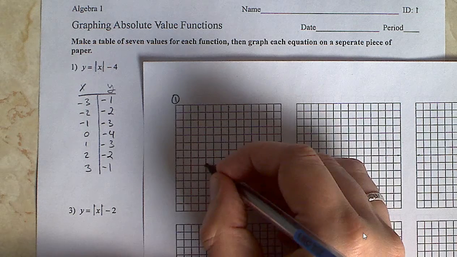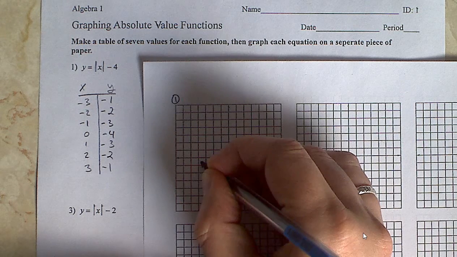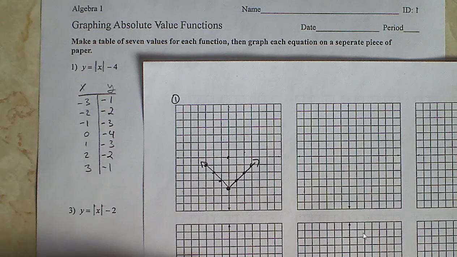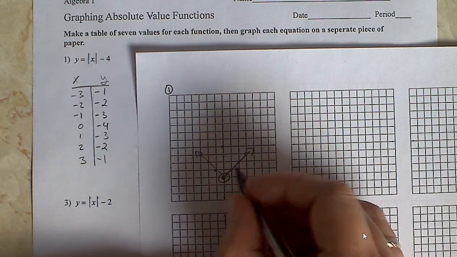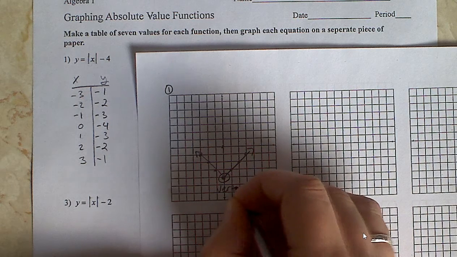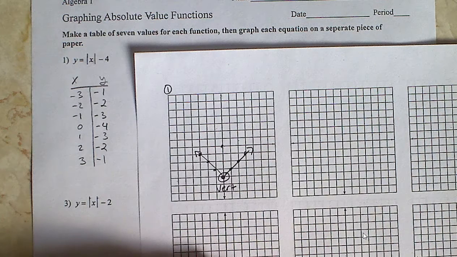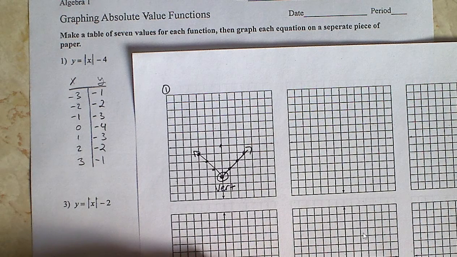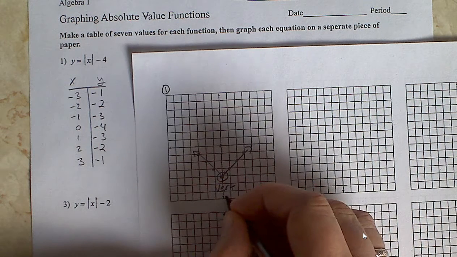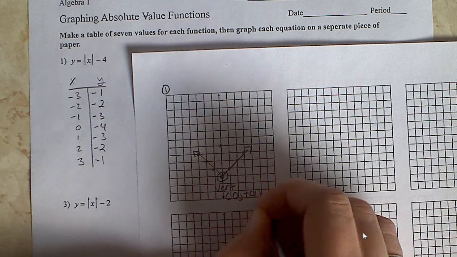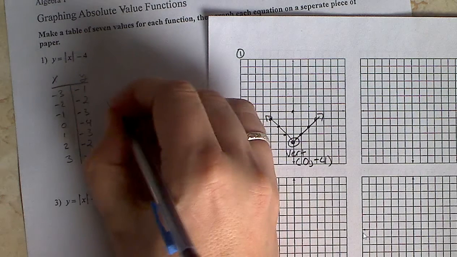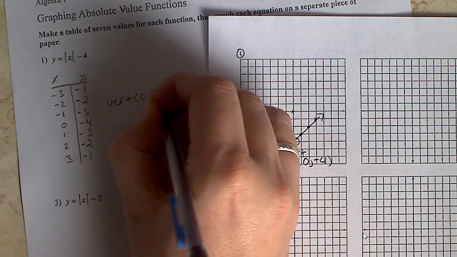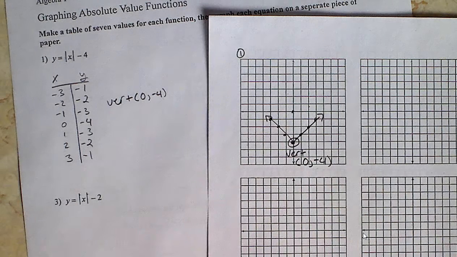I'm going to connect them with a vaguely little line thing going like that. I'm also going to circle the vertex. I'm going to say my vertex is at, what's the point of the vertex? 0, negative 4, right? So 0, negative 4. And if you put the vertex over here, if you put vertex 0, negative 4, and you didn't put it on here, that's fine. Totally fine.